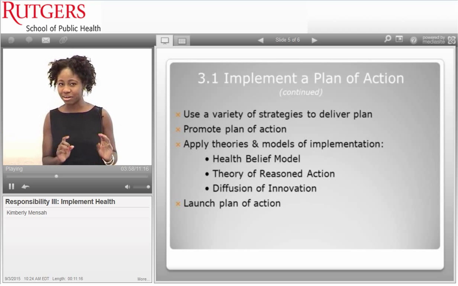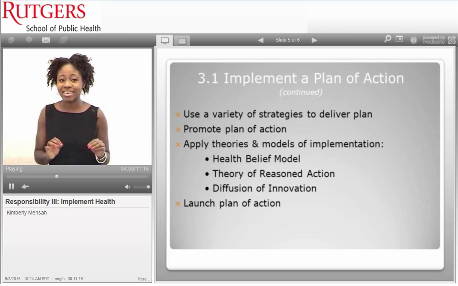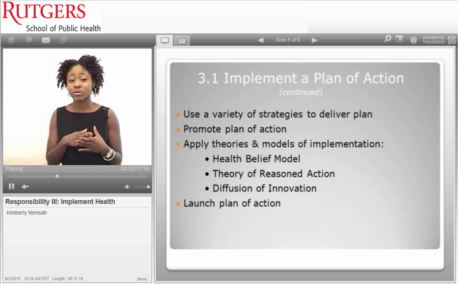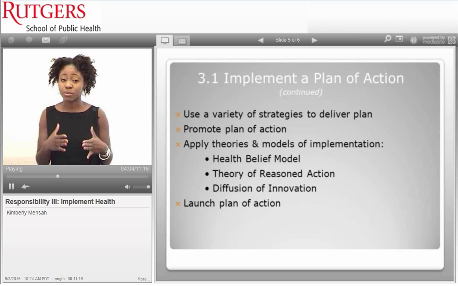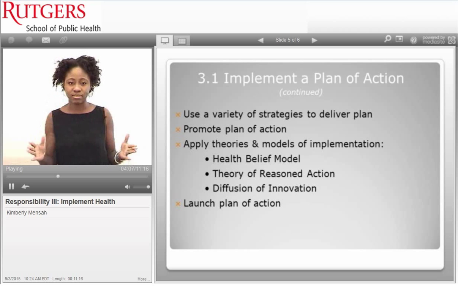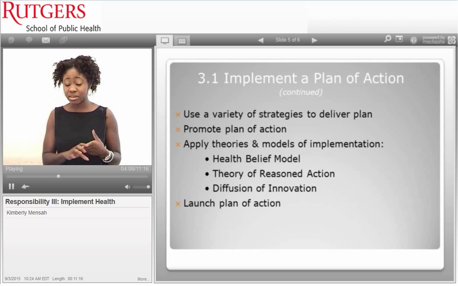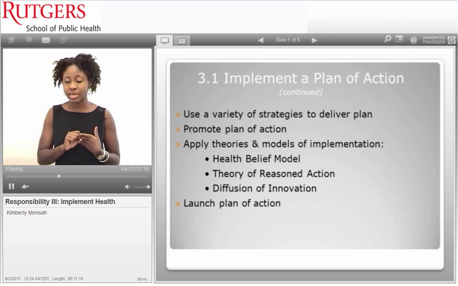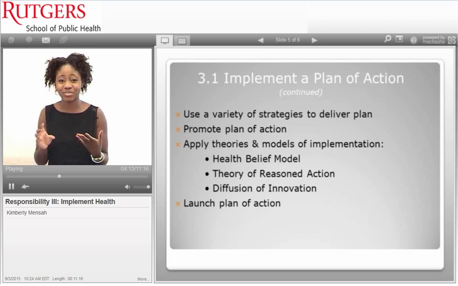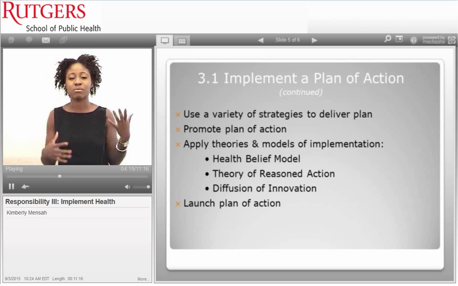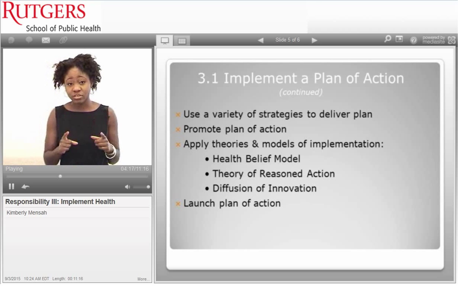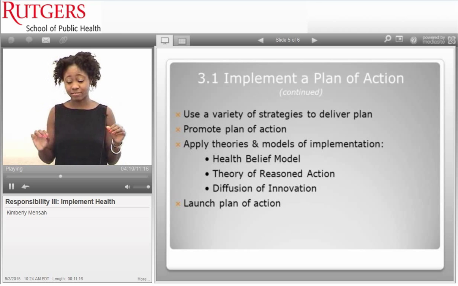The third part of 3.1 is selecting the correct model or theory to help your program. Now, there's dozens of different theories and models. I'm going to discuss 3 that I personally like and are really helpful to know because they're the most used and the most common ones. The first model is the health belief model.